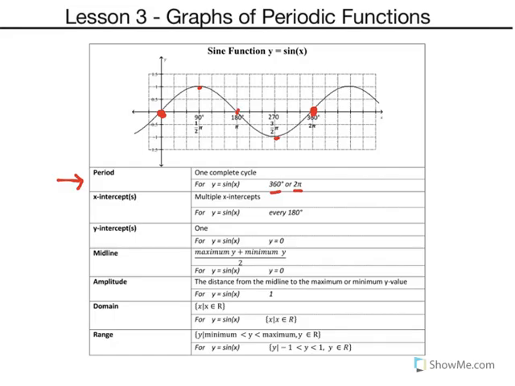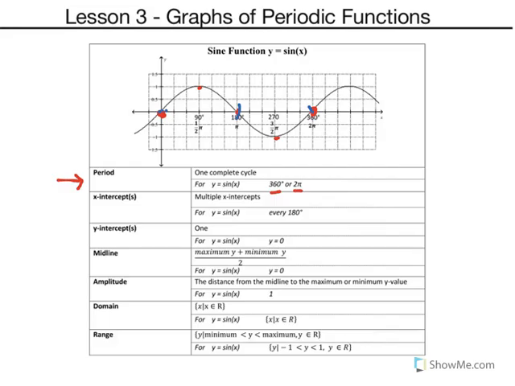X-intercepts, there will be multiple x-intercepts throughout it. So when we have this graph right here for y equals sine x, it's every 180 degrees. But that can change because graphs can be manipulated. But for y equals sine x, every 180 degrees. You will only have one y-intercept. For this graph, it's at 0.